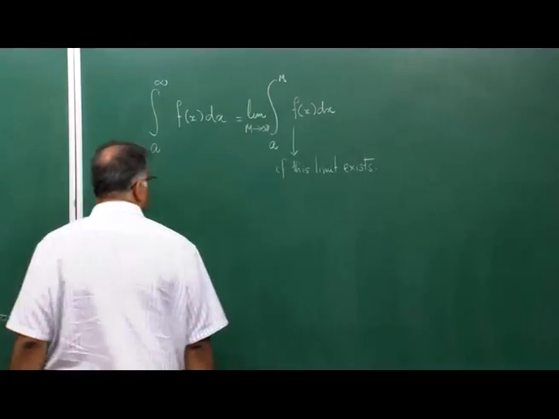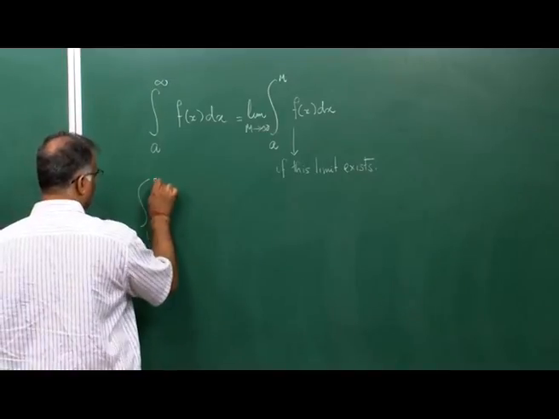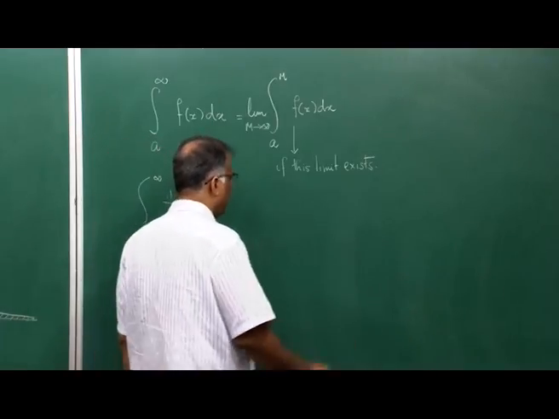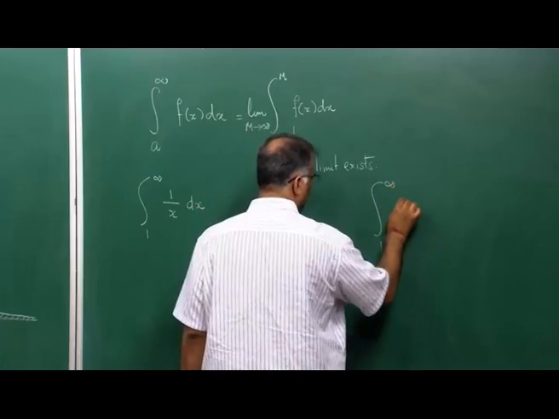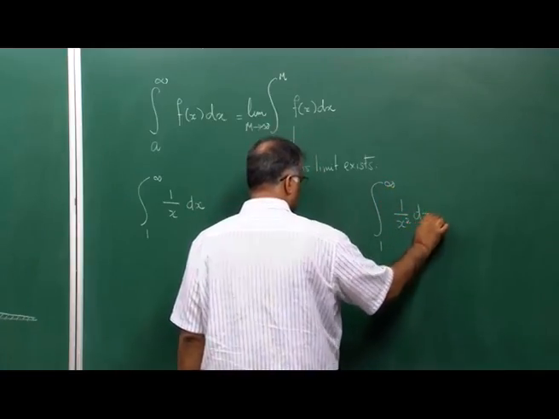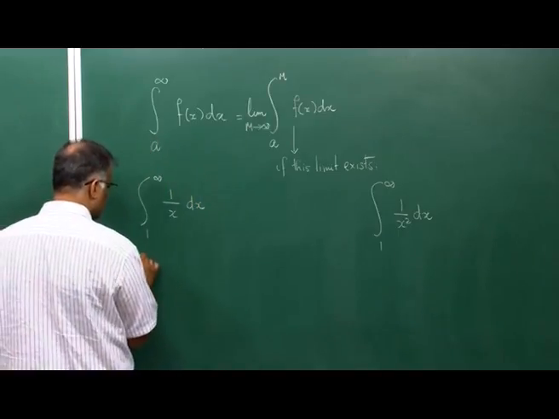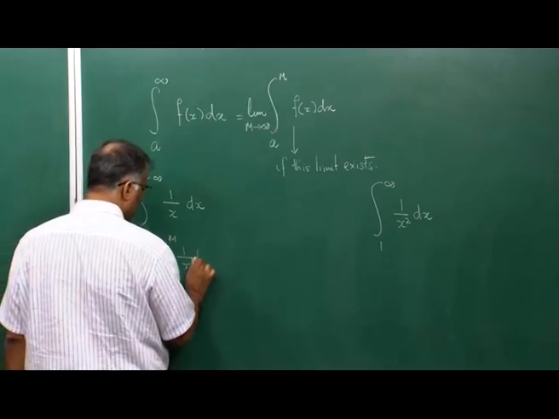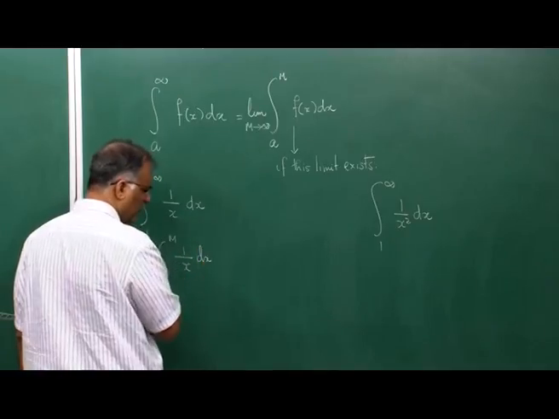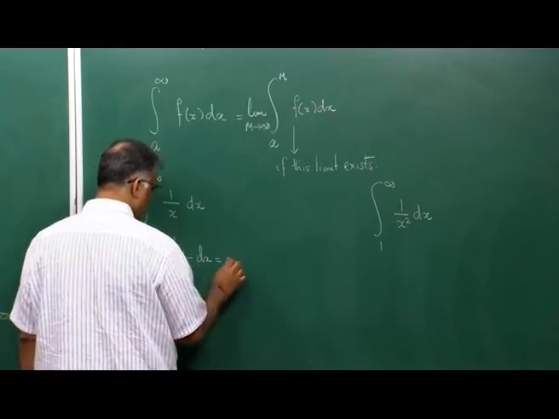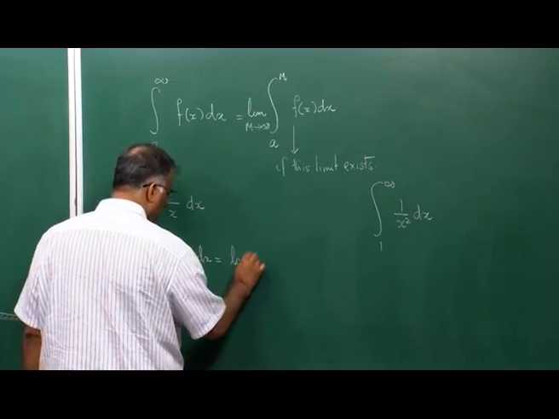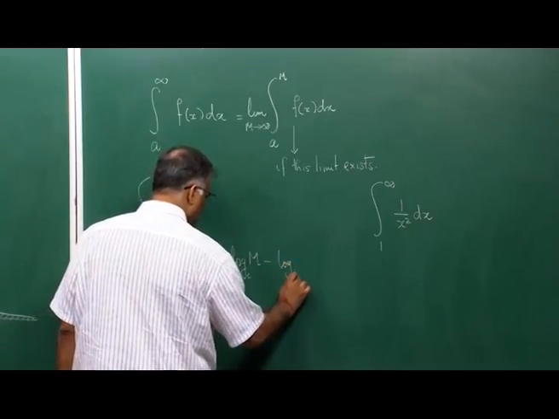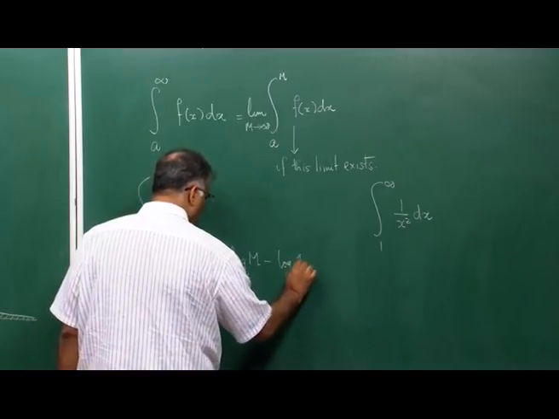So, let us have these two tests, one for the integral from 1 to infinity of 1 by x dx, and another for the integral from 1 to infinity of 1 by x squared dx. Let us first look into an integral of this form, the integral from 1 to m of 1 by x dx. This integral would be nothing but logarithm of m, ln m, the natural logarithm, log to base e actually, minus log e of 1, and log e of 1 is 0.